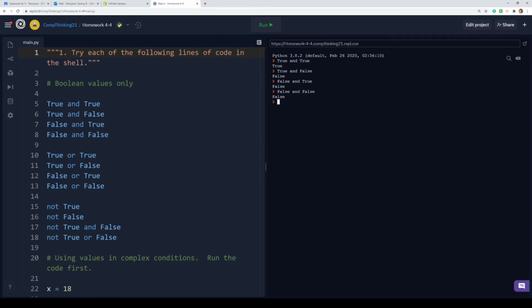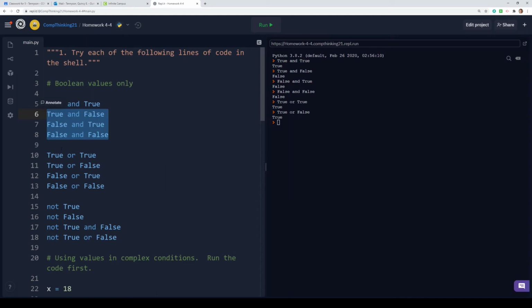What about or? So true or true, that gives us true, true or false, and so on and so forth. And you try these out and you realize that, as long as there's some presence of truth in an or, then we get true. If there's any false in an and, we get false.